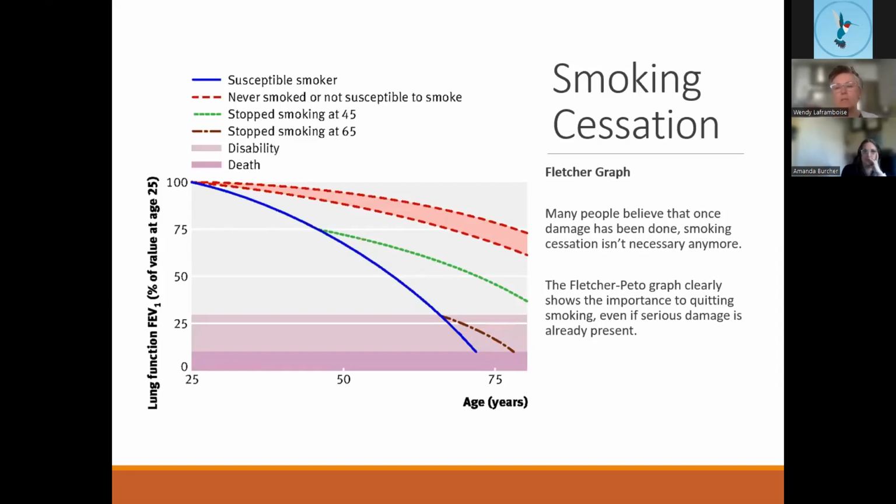This graph, however, clearly demonstrates the importance of quitting smoking, even if serious damage is already present. So if we look at the blue line, it shows somebody who continues to smoke. They have pretty significant lung function decline if they continue to smoke. The red kind of corrugated line represents somebody who hasn't smoked. And then the lines in between demonstrate people who have quit.